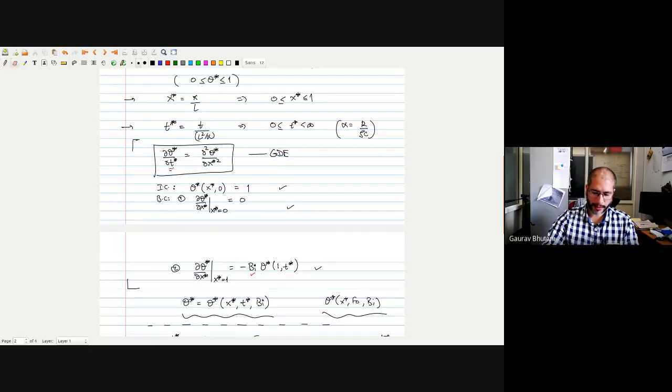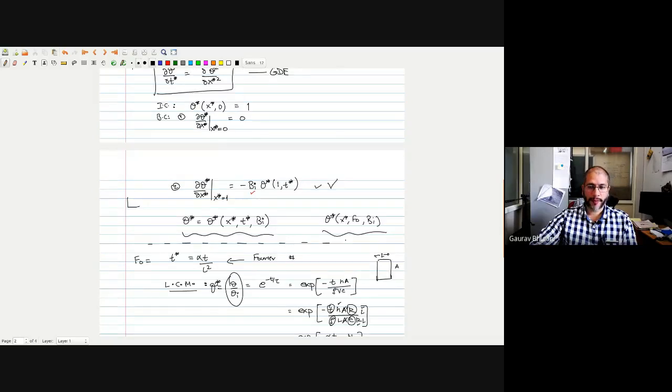We had del theta star by del t star equals del 2 theta star by del x star squared. The initial condition was at t star equal to 0, theta star equal to 1. Then at the center boundary of the bar, we had del theta star by del x star equals 0, and on the right hand side boundary we had this boundary condition. I also discussed the importance and understanding of the Fourier number in the last lecture.